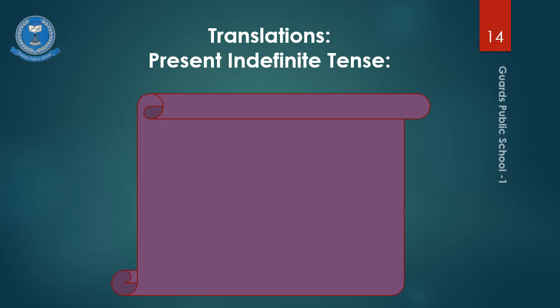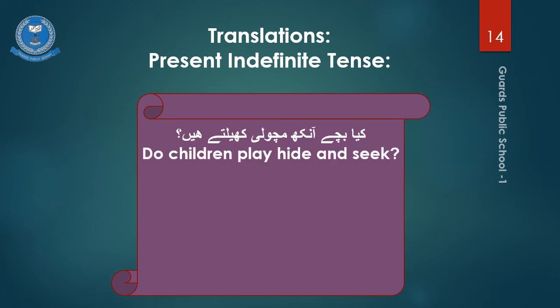The next sentence is: क्या बच्चे आंख मिचोली खेलते हैं? This is an example of an interrogative sentence. So write do in the beginning, then the subject, children, then the verb, play, and for aankh micholi, hide and seek, and a question mark in the end. So your sentence: Do children play hide and seek? Question mark.